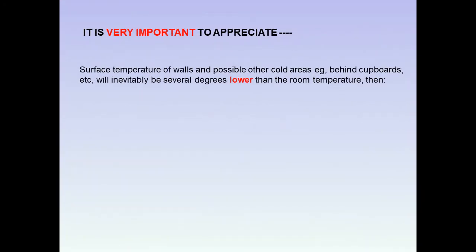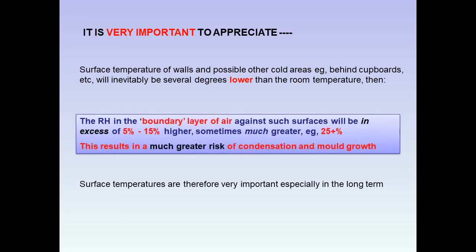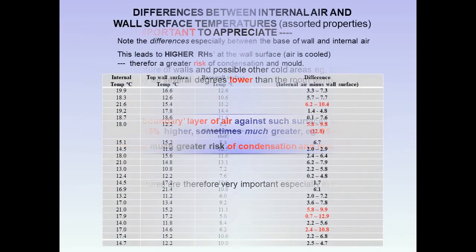However, it is very important to appreciate that surface temperatures of walls and other cold areas will inevitably be several degrees lower than the room temperature. The relative humidity in the boundary layer of air against such surfaces will therefore be in excess of 5 to 15% higher, and in some cases we've measured as much as 25%. And of course this will result in a much greater risk of condensation and mould growth. Surface temperatures are therefore important, especially in the long term.